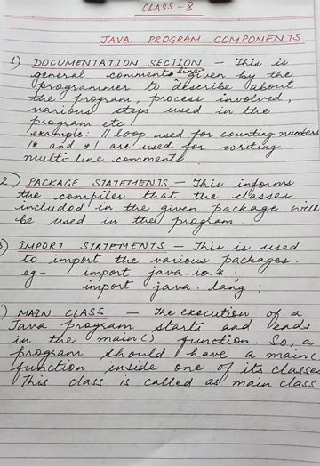Now, what do you understand by this? Any Java program can have any number of classes. But there will be only one class in which the main function is there. The class which contains the main function is called the main class. So the execution starts and ends at the main function of that class.